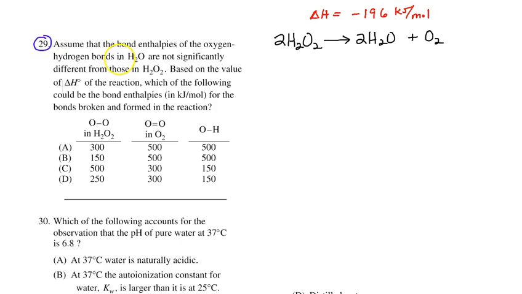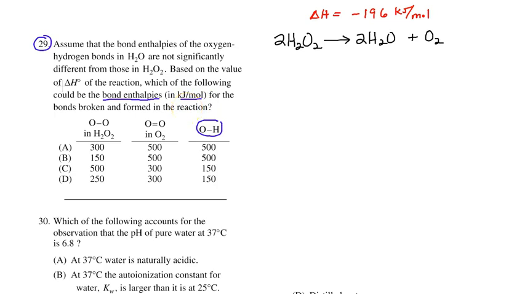Number 29. Assume that the bond enthalpies of the oxygen-hydrogen bonds in water are not significantly different than those in H2O2. So the oxygen-hydrogen bonds in this one are the same as this one. Based on the value of delta H of the reaction, which is about negative 200, which of the following could be the bond enthalpies, that's the energy to break the bonds, in kilojoules per mole, for the bonds broken and formed in the reaction?